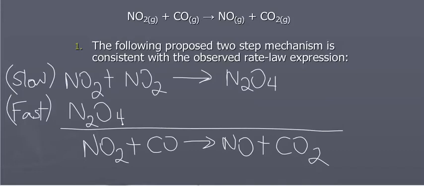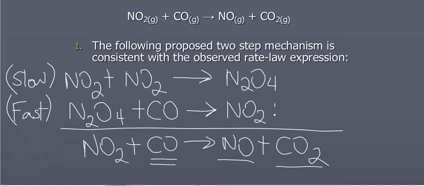You will also notice that I need to have carbon monoxide as a reactant, so I'm going to add carbon monoxide as a reactant in the fast step. And I need to form one NO2 because one of the NO2s has to cancel out. I also need to form NO plus CO2. So make sure that fast step works out stoichiometrically. That is, the atoms on both sides of the equation have to balance. So it's possible for N2O4 plus CO to form NO2 plus NO plus CO2.